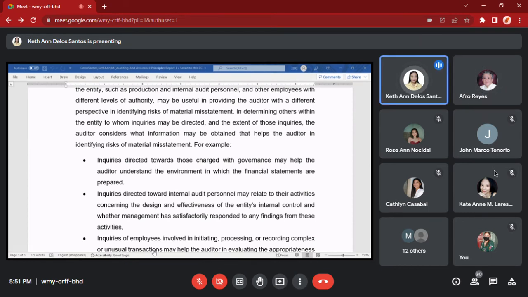Yun po yung parang Commission of Audit po. Loud, clear nga. Sino yung mga taong charged with governance in a corporate setup? Sino yan? Sino tatanungin ng auditor? Sir, sila po yung parang external regulator, which is yung mga Commission of Audit po.